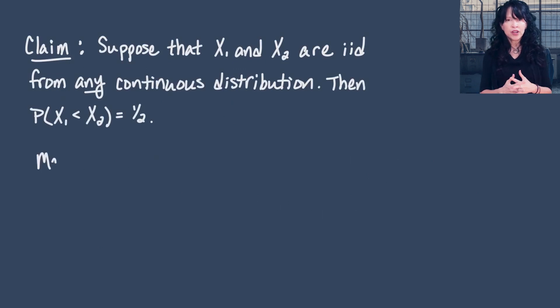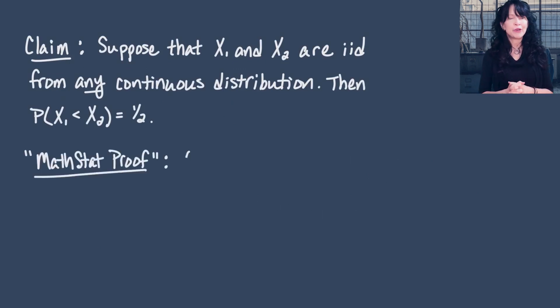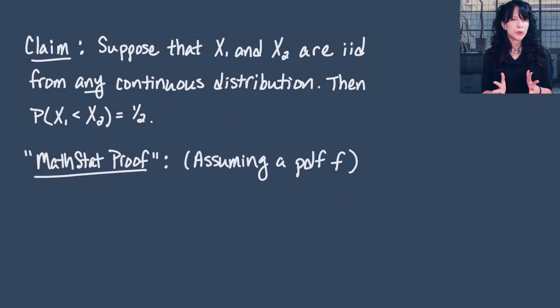So my first proof, I'm going to take the math stat approach. That's what I would call it. And I'm going to assume in both cases, in both proofs, that there is a PDF for this distribution. For most continuous distributions that I think you're going to be interested in, this is going to be true. If it's not, well, it's a simplifying assumption for this proof. So let's get into the proof.